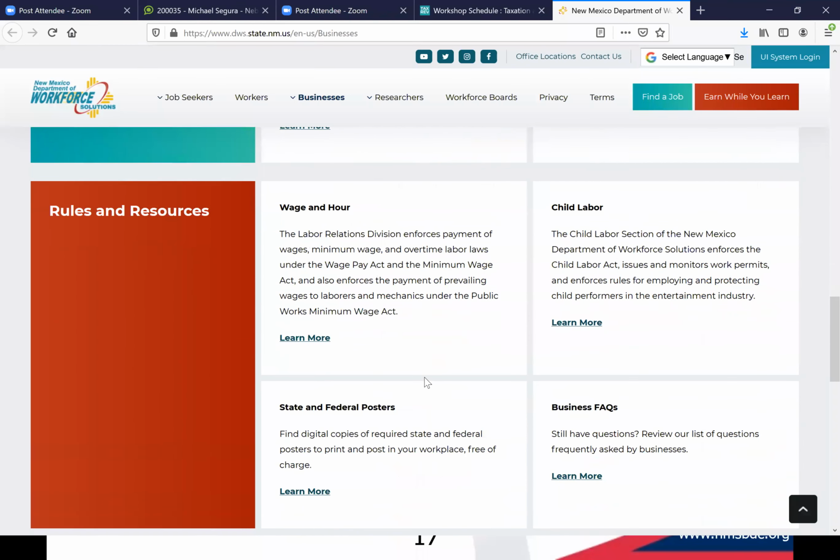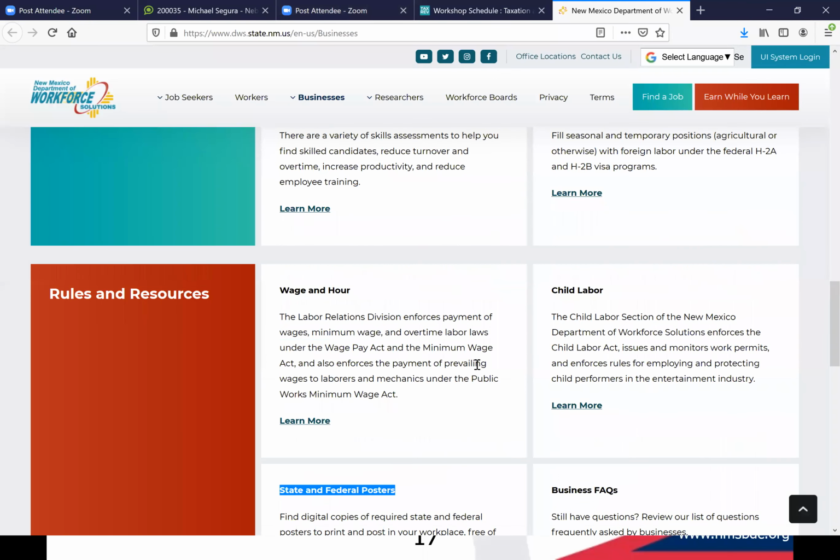Let's see what else they have here. And then they have the federal and state posters. So places like Comply Right have poster services where you could pay to have all these posters delivered to your business. You could get those posters for free at your local Workforce Solutions or Connections. So keep that in mind.